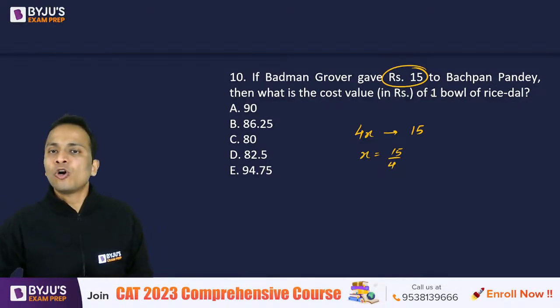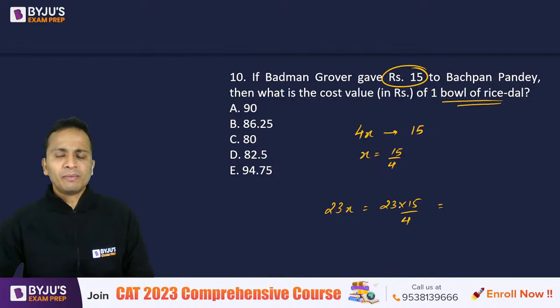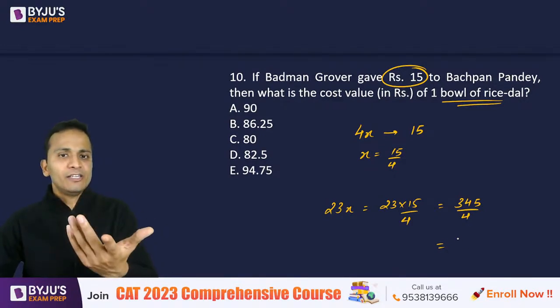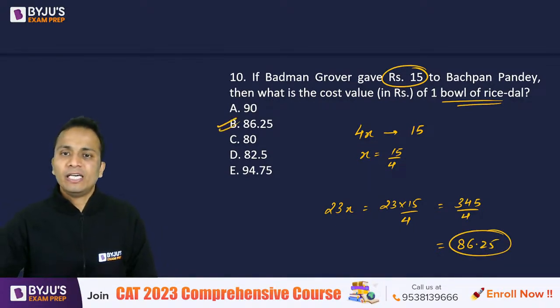Now they are asking the cost of one bowl of dal rice. Dal rice का एक bowl का cost कितना था? 23x. So this will be equal to 23 multiply 15 upon 4. And that should be your answer. Now 23 multiply 15 should be 345 divided by 4, and it should come out to be something 80 something. So 82, 86 दो options हैं. So 86.25 precisely this is the answer.